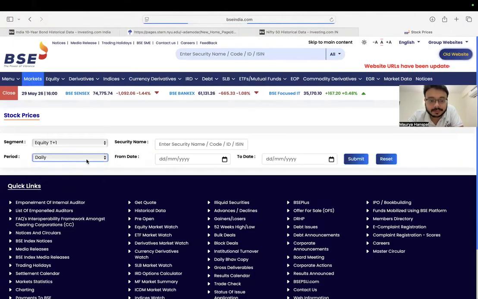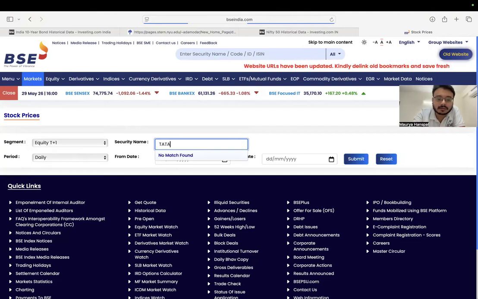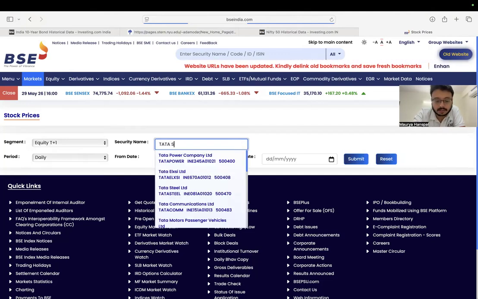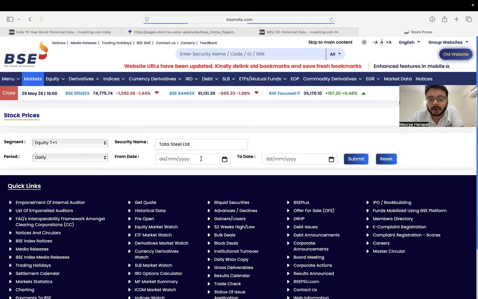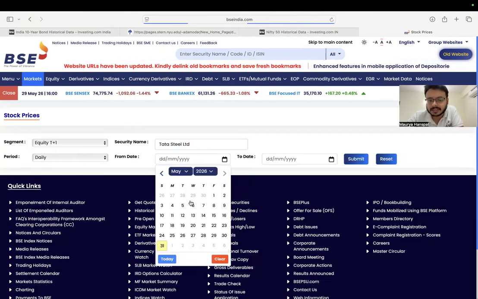Period, I want daily returns. I can enter the name of the security. So for example, if I wanted for Tata Steel, now again, no stock recommendation, only for education purpose. I clicked upon Tata Steel. I can select the date from this date to this date.